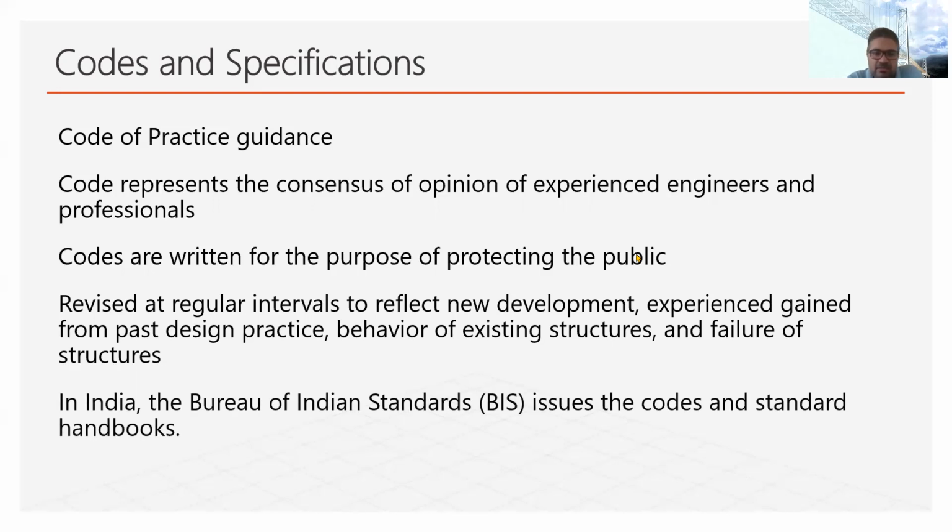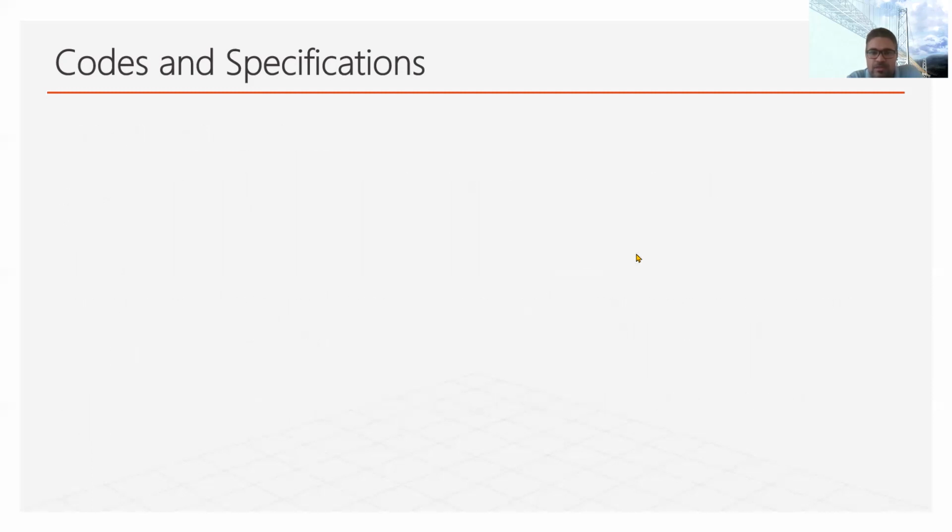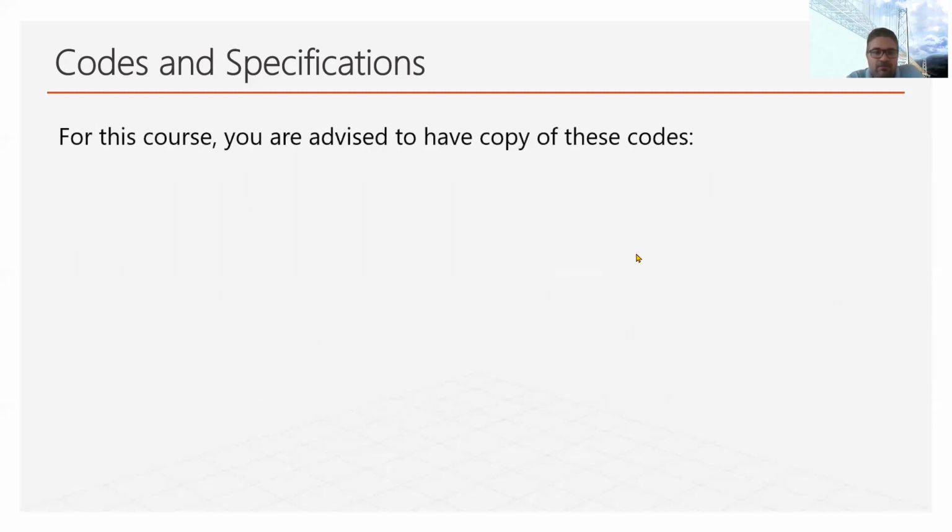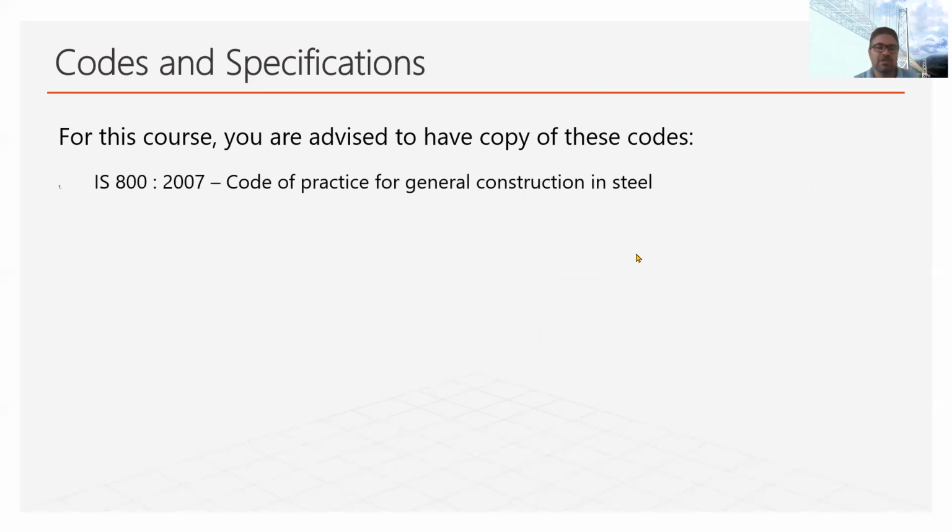And in India, BIS, that is Bureau of Indian Standards, is responsible for issuing the codes and standard handbooks for the construction and design of structures. For this course, you are advised to have a copy of these codes. First code is IS 800-2007. This is the main code that we will be using while designing structural elements using steel.